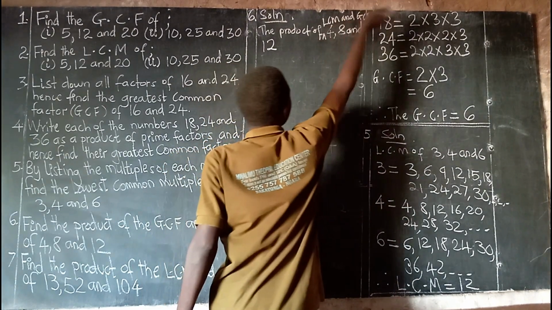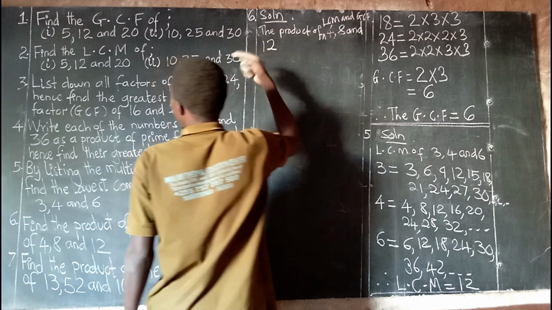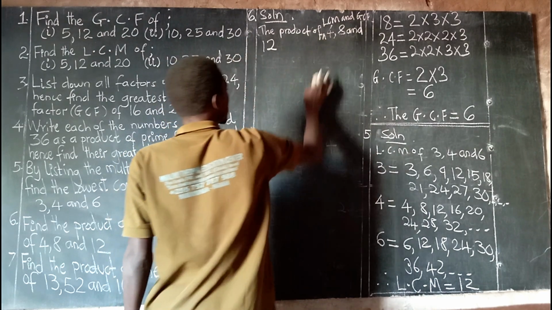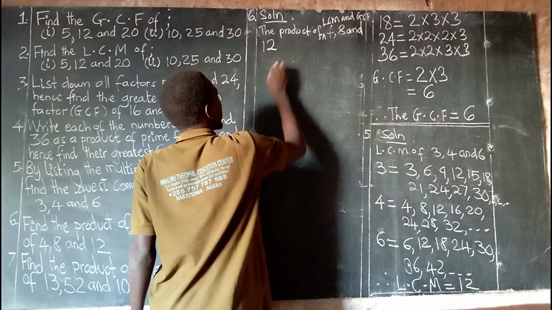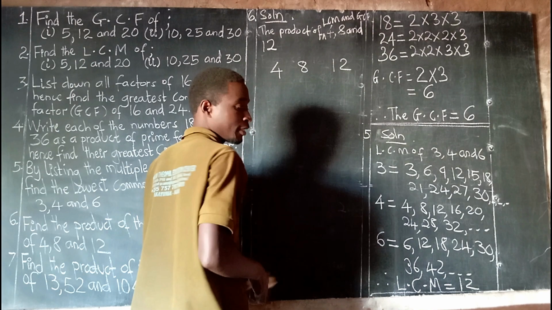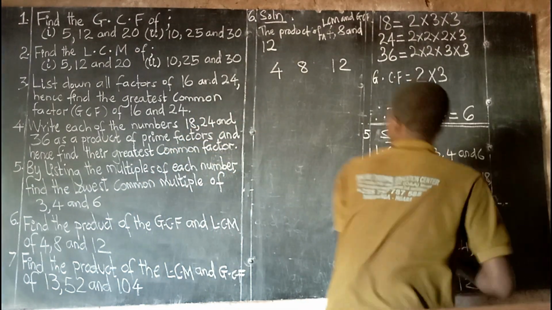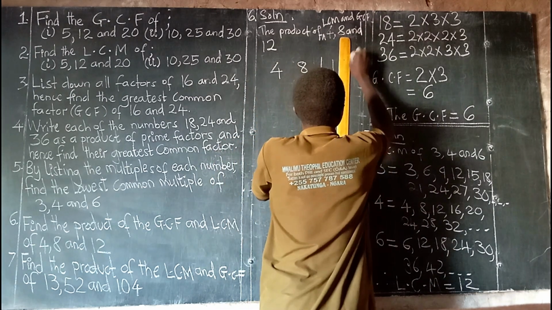Now, how do we go? Let us see. As I told you in the previous questions, we are going to proceed the same. Here we have 4, 8, 12. Let us use the same method as the previous one.